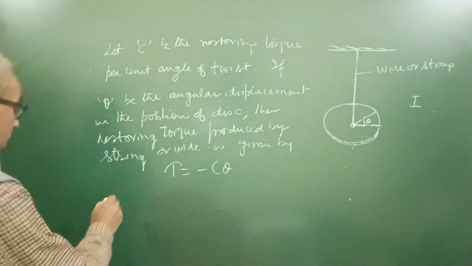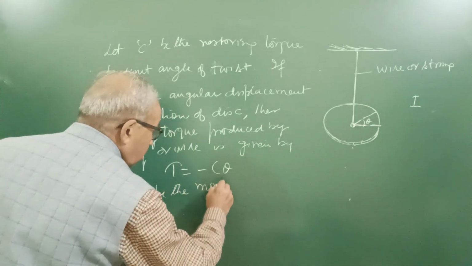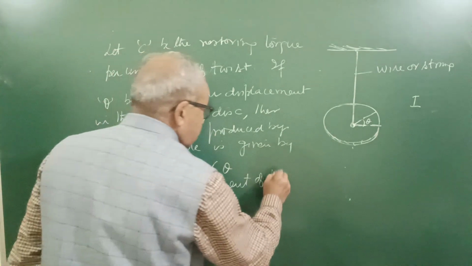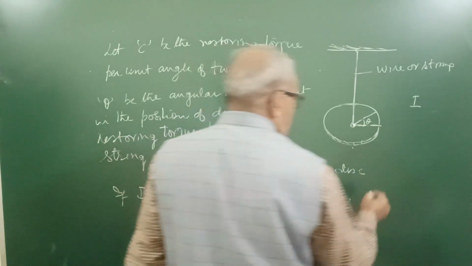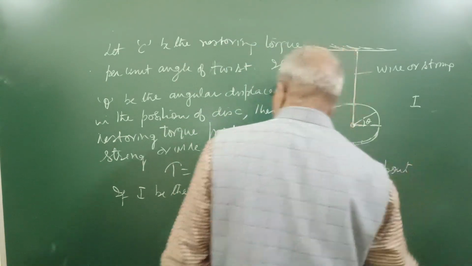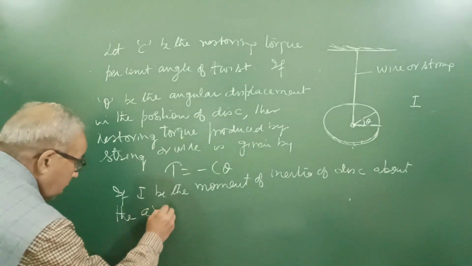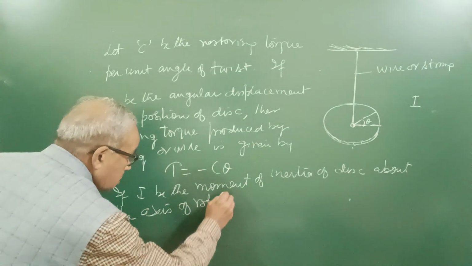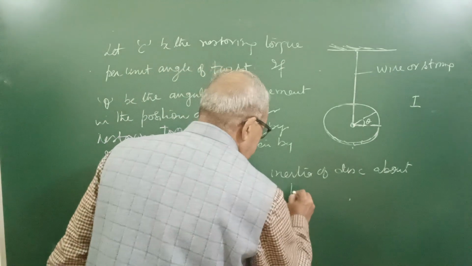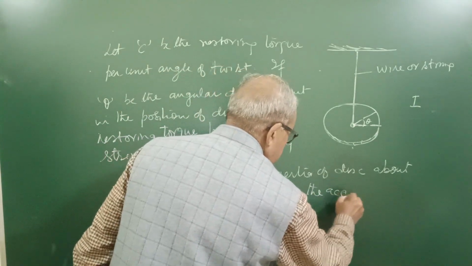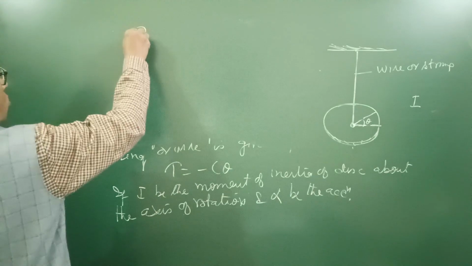So theta is the angle. If capital I be the moment of inertia of the disc about the axis of rotation, and alpha be the angular acceleration, then tau equal to I alpha.